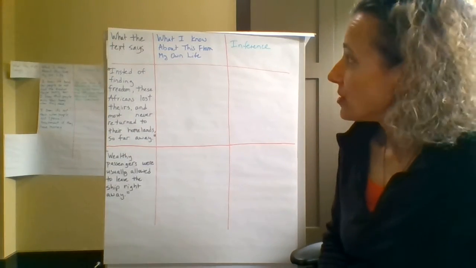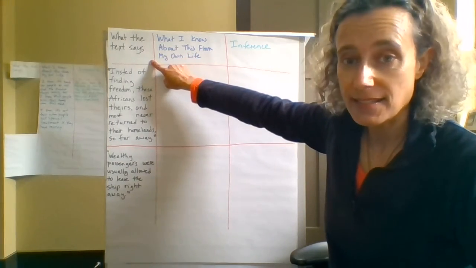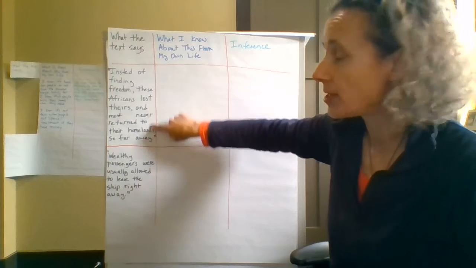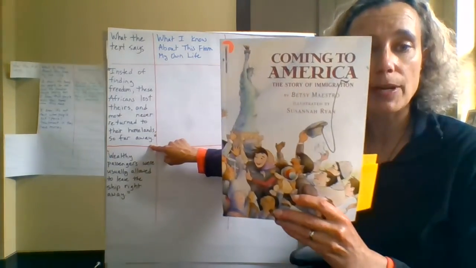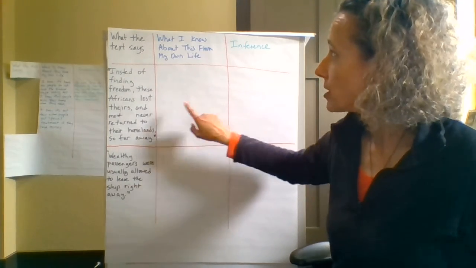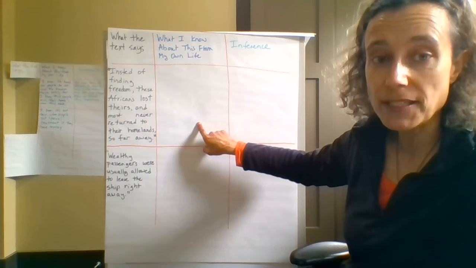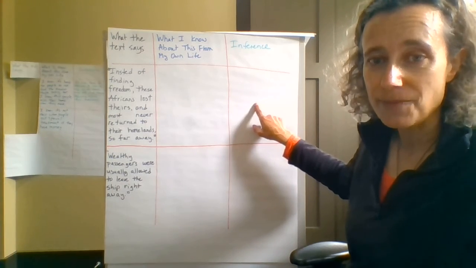Okay, so this column says what the text says. I'm going to read the first quote, and then I will read you a bit of Coming to America, where this part of text is from. We'll talk about what you know about the text from your own life, and then an inference that you can make. Here we go.